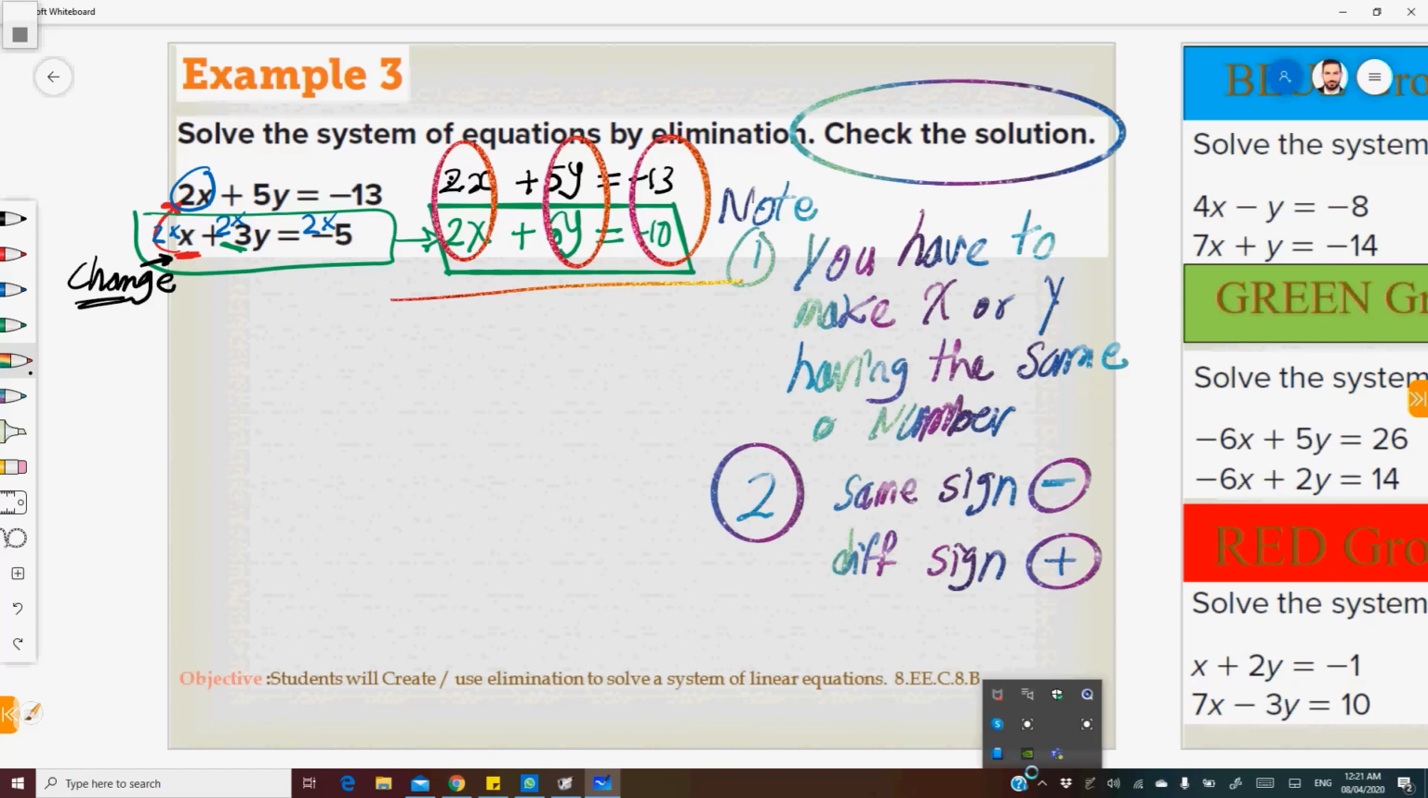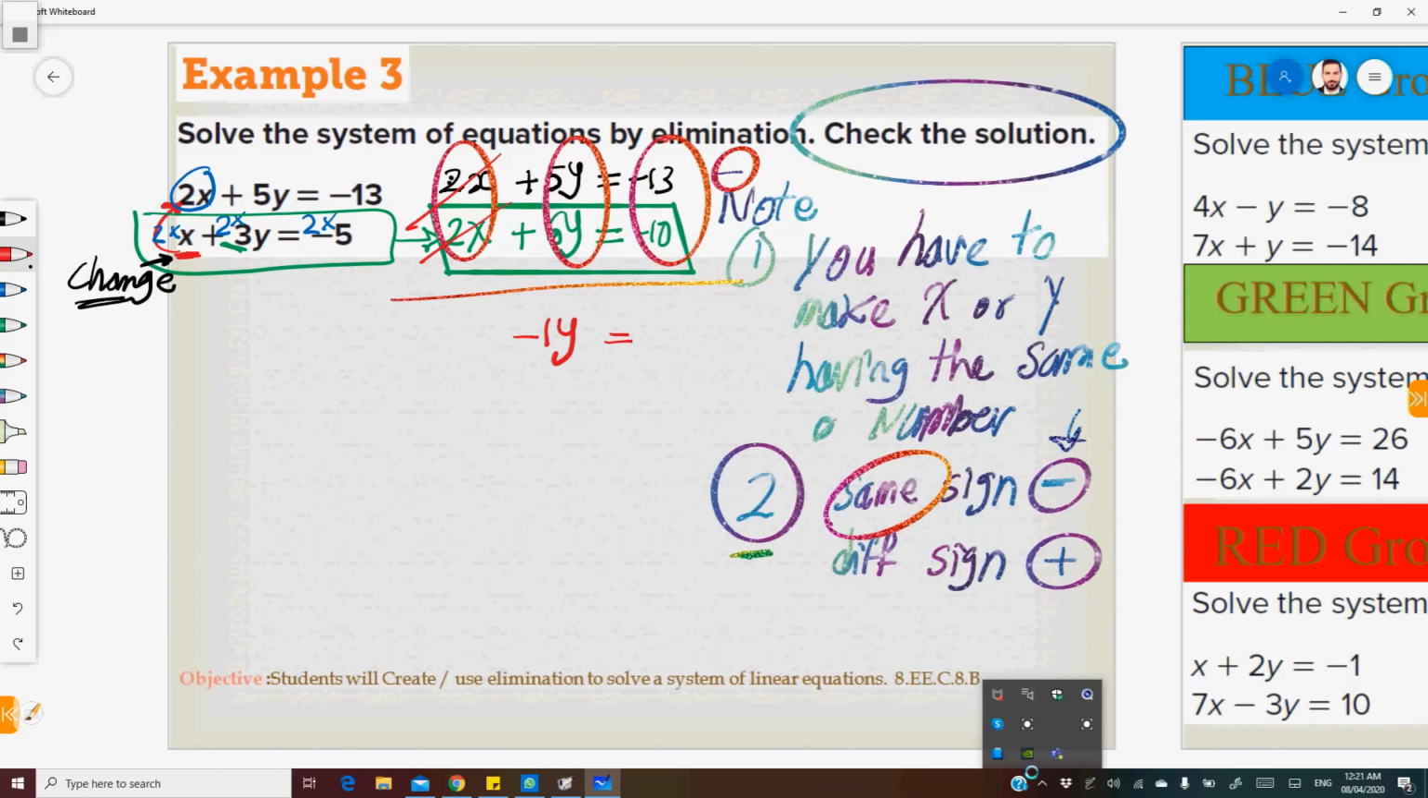Look at note number 2. You have here 2x and you have here 2x. So I have the same sign. If I have the same sign, I will do minus. So let's do minus. 2x minus 2x, gone. Finish. 5 minus 6, negative 1y, equal negative 13 minus negative 10.